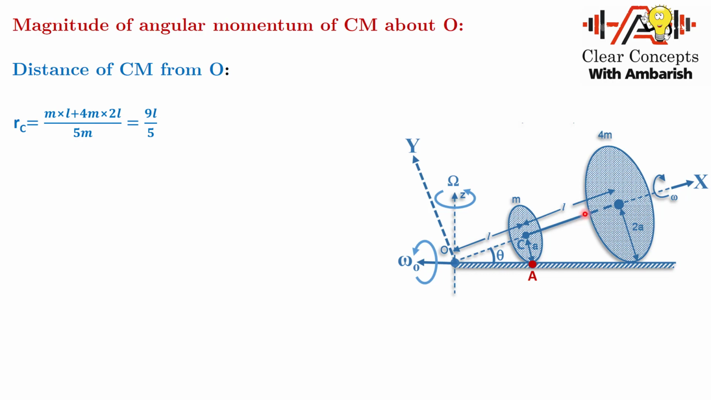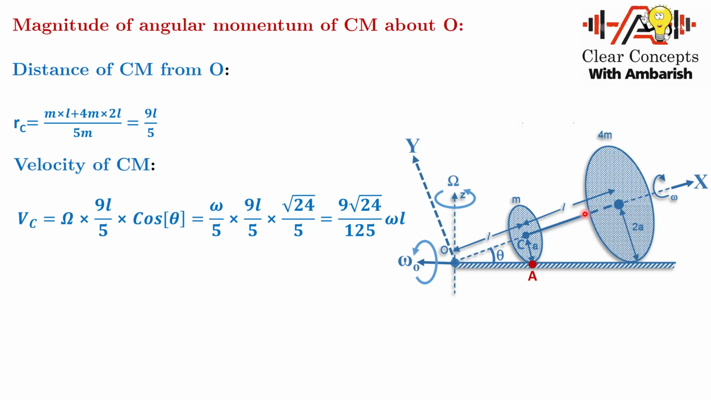Now what about the velocity of the center of mass? The center of mass is somewhere over here, and the system is revolving with capital omega. For finding the velocity of the center of mass, you multiply this capital omega with the perpendicular distance from the vertical z axis. 9L by 5 is the distance of the center of mass, so the horizontal component becomes 9L by 5 cos theta. So capital omega into 9L by 5 cos theta is the speed of the center of mass, which is into the slide, going away from you.